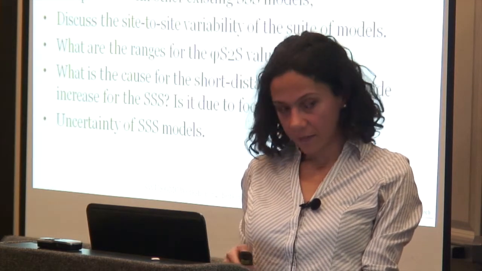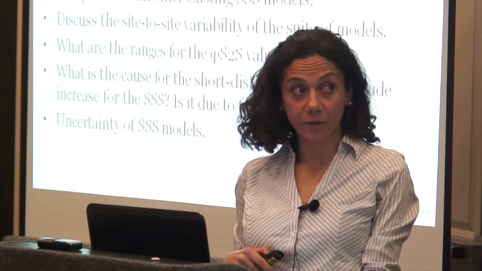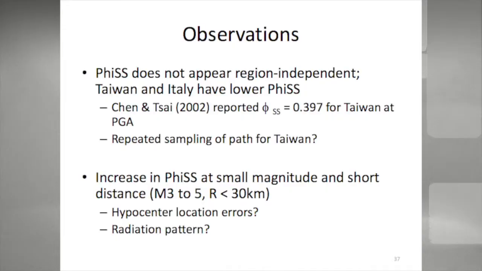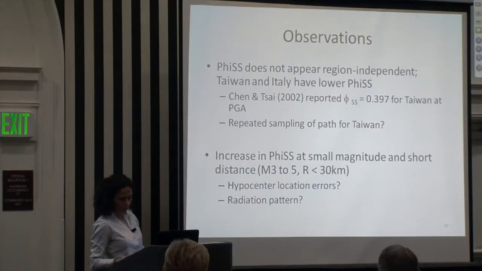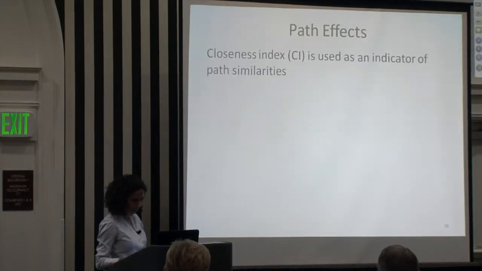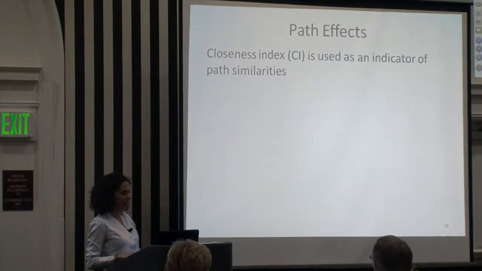The other thing that we observe is this increase in VSS at small magnitude and short distance, and we want to try to understand why this is happening. Is it hypocentral location errors? Is it radiation pattern? I also looked into that a little bit. This is all work in progress, but I'll show some things. So, path effects.